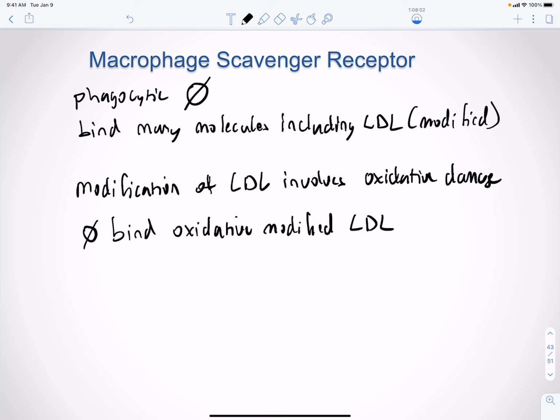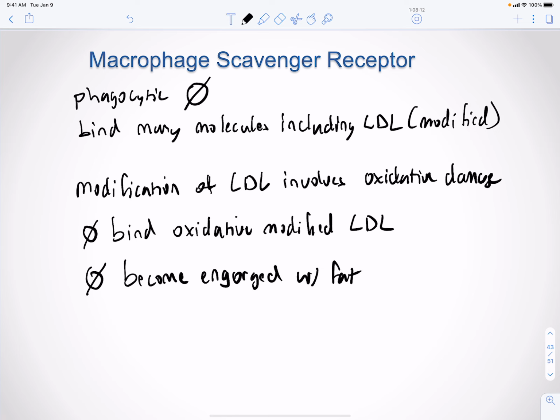And then when the macrophage becomes engorged, they become foam cells. Accumulation of foam cells, especially in subendothelial space of blood vessels, is the earliest evidence of developing an atherosclerotic plaque. This is called a fatty streak.